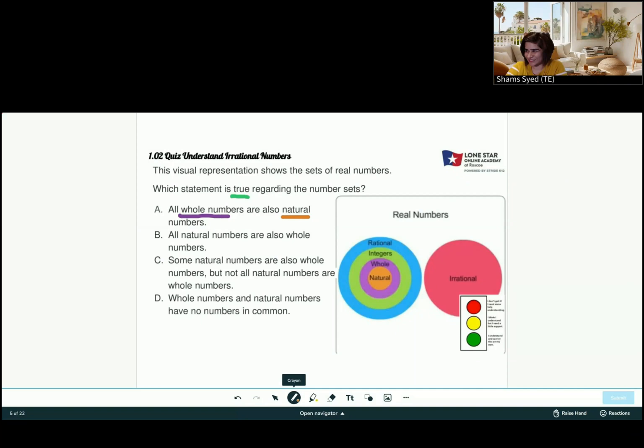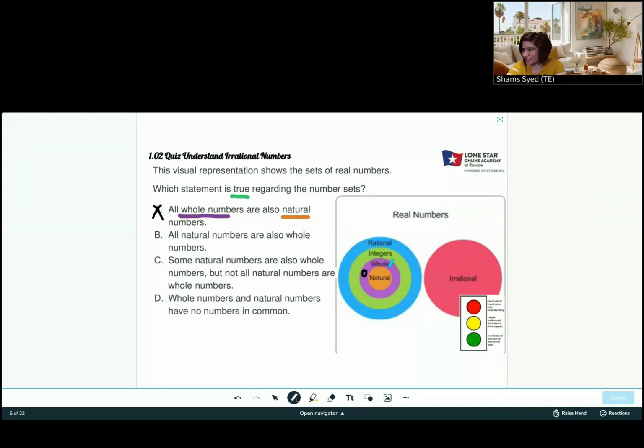Vida says yes. Kayla says no. Rani says yes. Some people say yes, some people say no. Well, let me tell you one thing. Whole numbers also include a number that is zero, but natural numbers do not include a zero. Shamili, you're right. So I cannot say it is a true statement because of the zero.